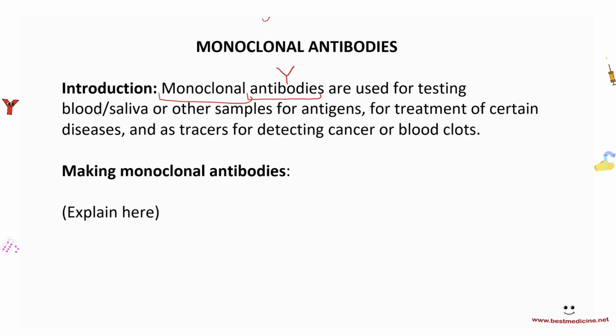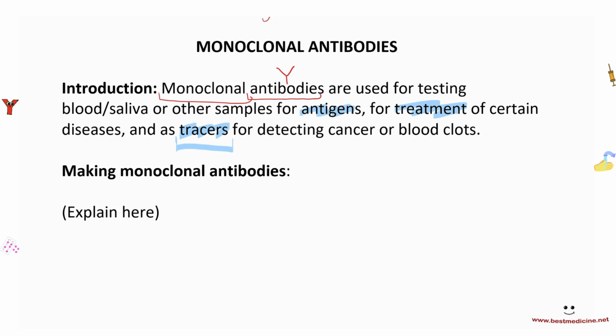So we can make antibodies to target, for example, some hormones to test for hormone levels. We can make antibodies to target some pathogens to check if the pathogen is present or not. We can make monoclonal antibodies against cancer cells and so on, right? So we'll do some examples in a bit, but that's essentially what a monoclonal antibody is. It is an artificially produced, purposefully produced antibody that we can use for testing blood or saliva or other samples for antigens. We can also use it for treatment of certain diseases like cancer, and as tracers for detecting cancer or blood clots. And we'll understand what a tracer is in a bit.